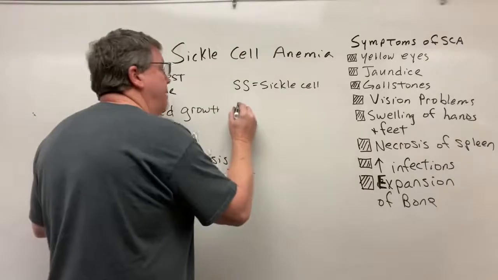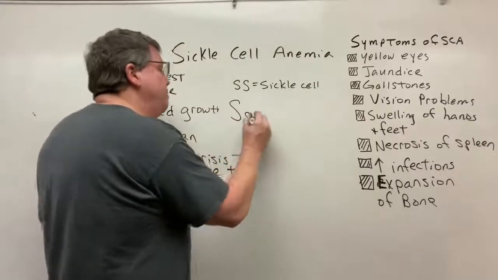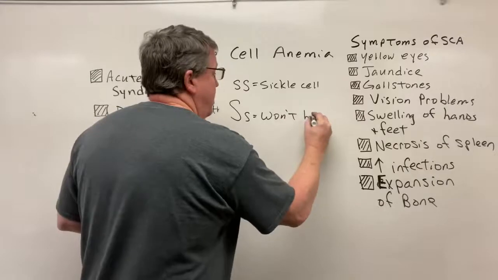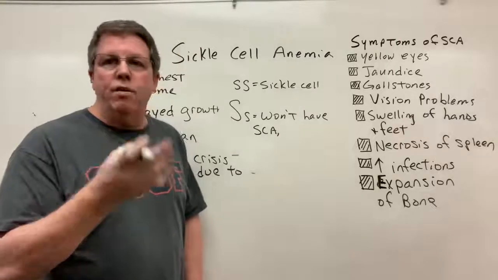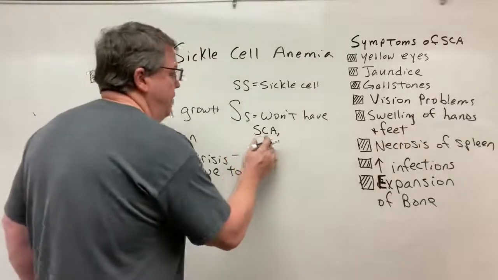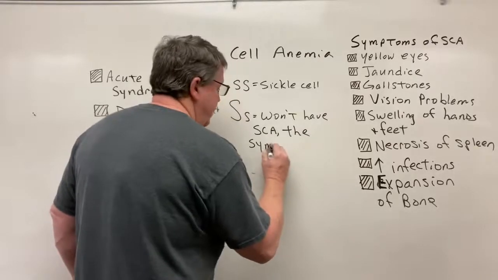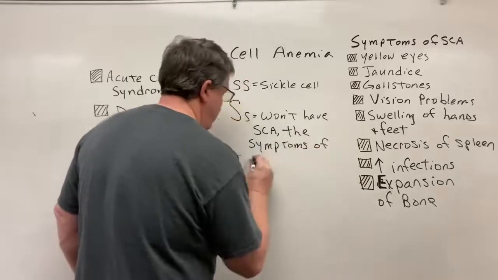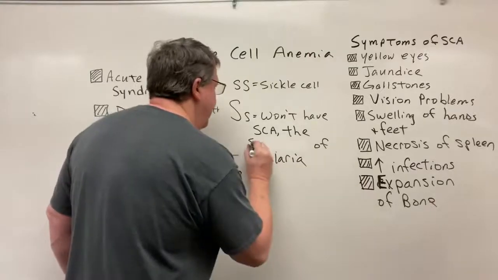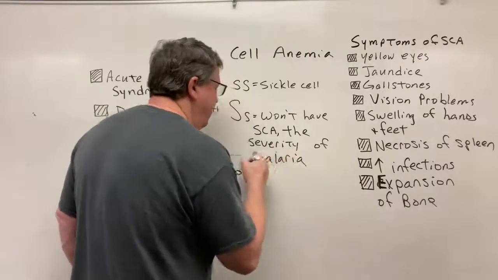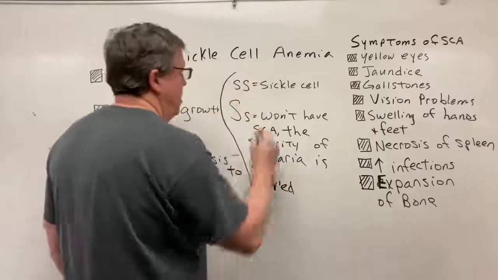Now, sometimes what will happen is, let's say you got a dominant gene from mom and a recessive gene from dad. These people won't have sickle cell anemia, unless they get into environments where there's not a lot of oxygen or they're dehydrated. But the thing that they will have is a change in malaria, actually, I'm going to change the word symptoms to the severity. If they happen to get malaria, the severity of malaria is decreased. So there is an advantage to this also.